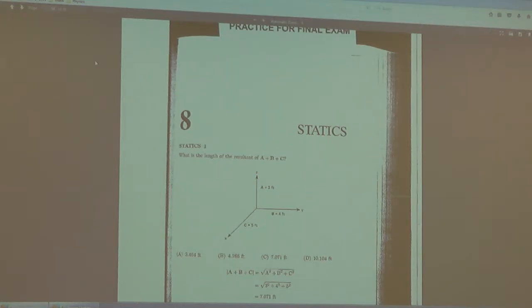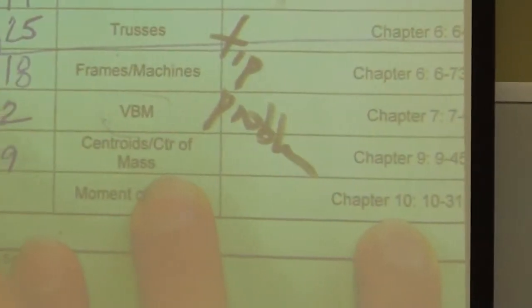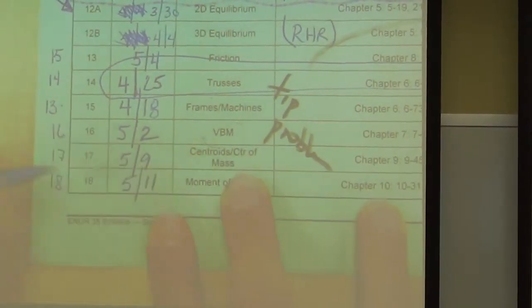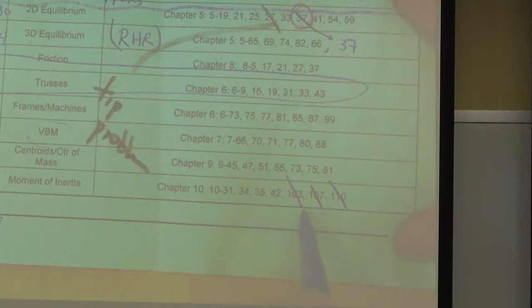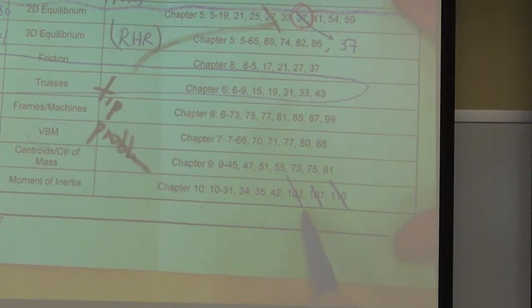Okay. So what are we covering today? We're doing centroids and center of mass, so that means it's due a week from today. So that would be the 9th. And then this would be due on the 11th. And please note, make sure you're taking this out. I crossed 3 problems out here.